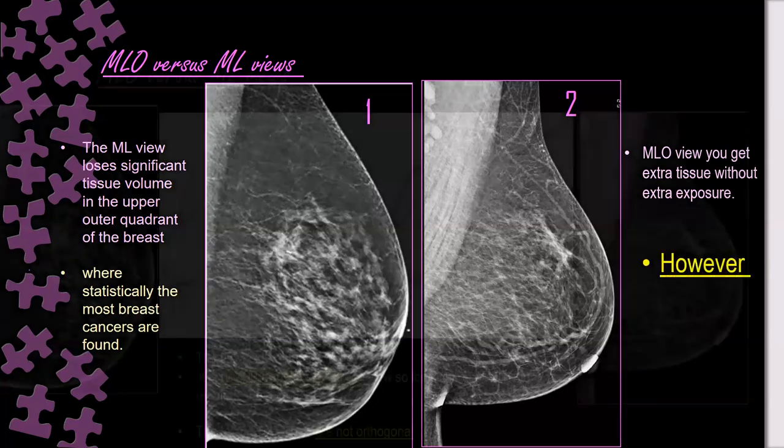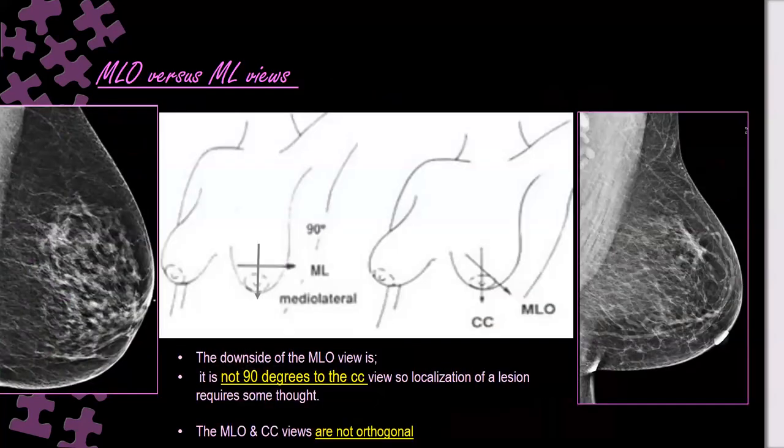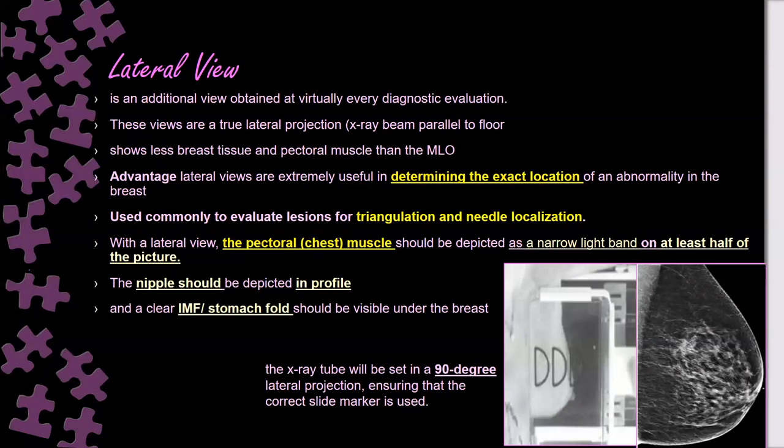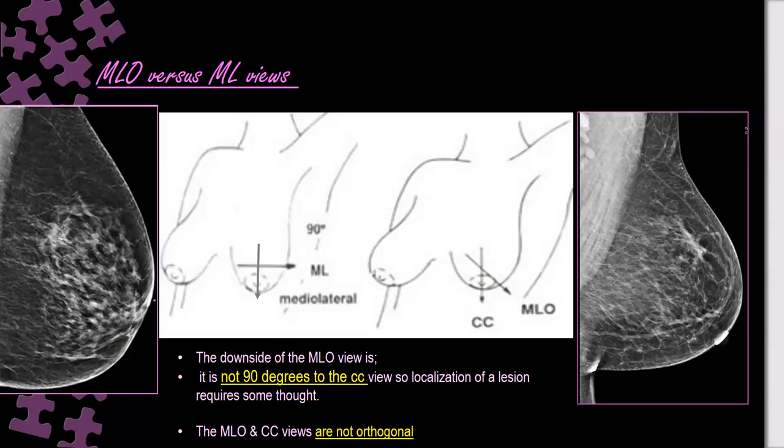For lesion location, because the lateral is orthogonal to the CC view. But the MLO is not. If you look here, the MLO is not perpendicular to the CC view, while the lateral view is definitely 90 degrees. The orthogonal view to the CC view is a lateral view, and sometimes it is needed for lesion localization. And it depends. What is the difference?